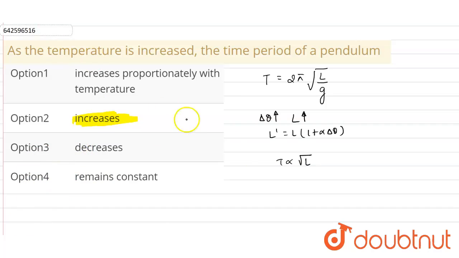Or what we can say is time period increases with temperature. Okay, so when the temperature rises, the time period of the pendulum clock also rises.